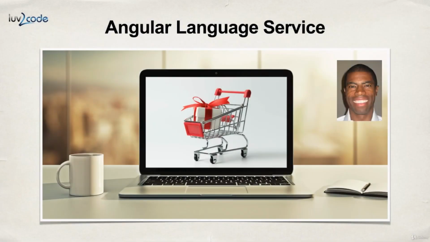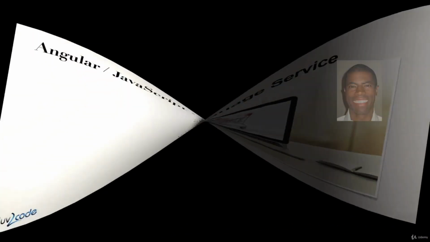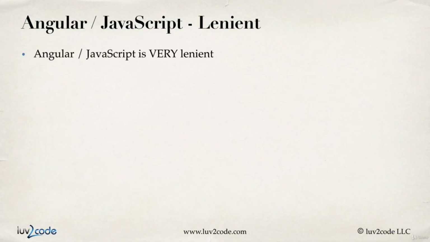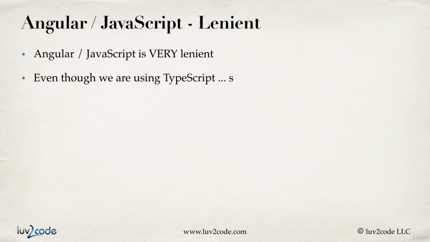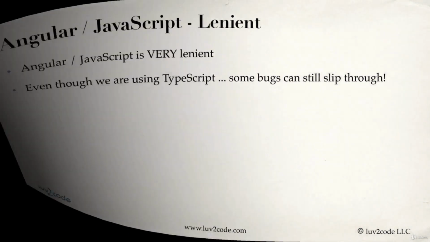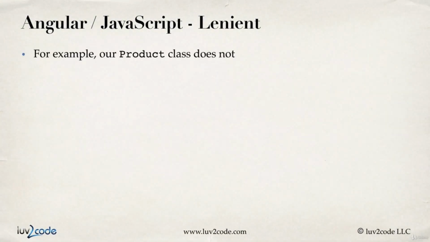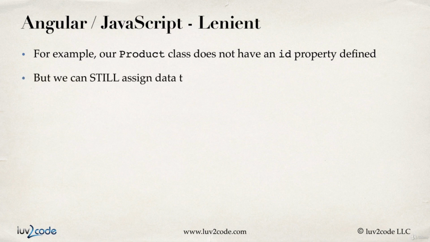In this video, we'll cover the Angular language service. Angular in JavaScript is very lenient. Even though we're using TypeScript, some bugs can still slip through our application. For example, our product class does not have an ID property defined, but we can still assign data to it.